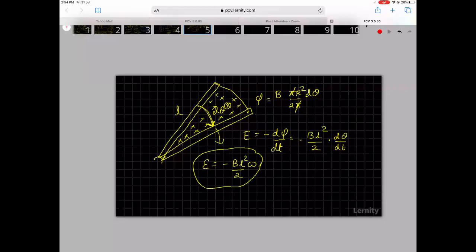Now if this is moved in this way, I'll see that the positives are here, negatives are here. If it is moved the other way, negatives will be here, positives will be here. So this is the EMF induced. This is all a part of motional EMF. This question comes very frequently in the board exam. It comes as a 3-mark question.